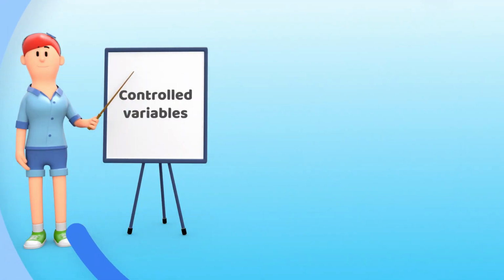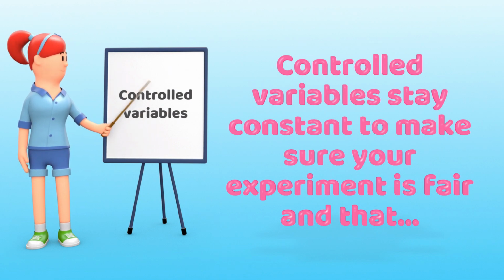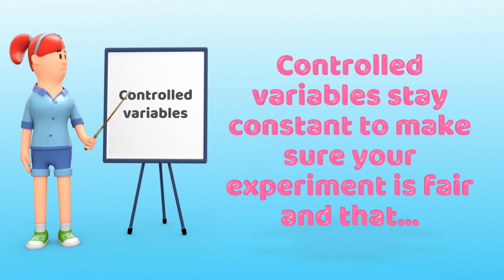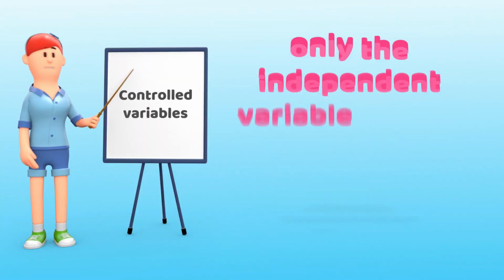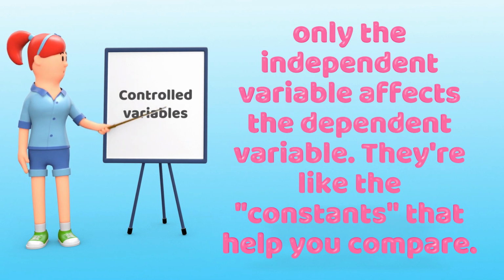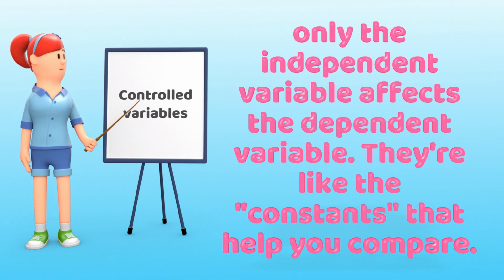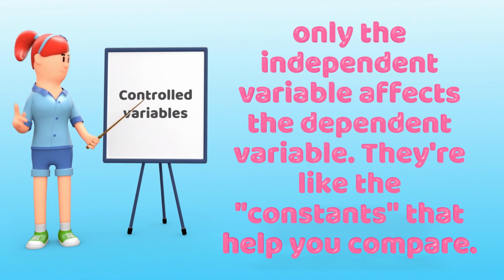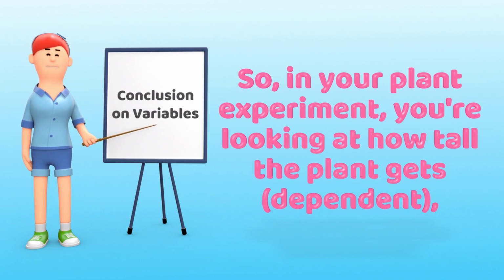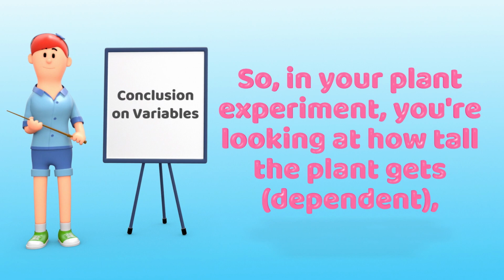The controlled variables stay constant to make sure your experiment is fair and that only the independent variable affects the dependent variable. They are like the constants that help you compare. So, in your plant experiment, you are looking at how tall the plant gets, the dependent variable.